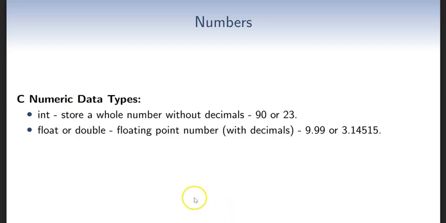Next comes numbers. See numeric data types. Int stores a whole number without decimals, for example 90 or 23, any numbers. Float or double will be storing floating point numbers with decimals, example 9.99.